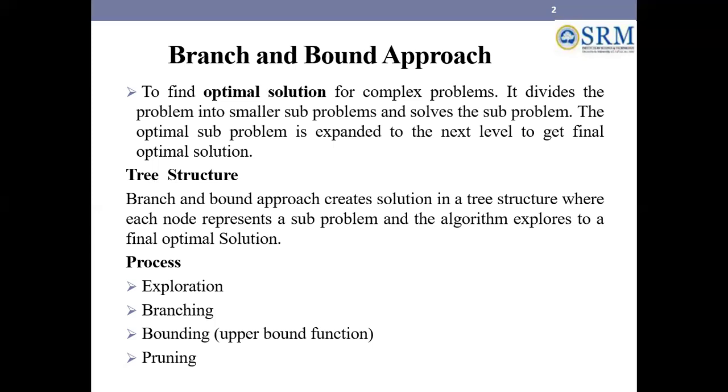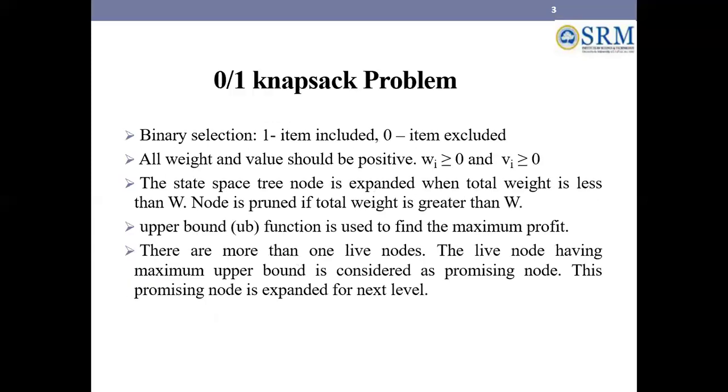So most valuable is a maximization problem, an optimization problem. So we are taking the upper bound value for bounding or pruning. Since it's a maximization problem, we take the subproblem that has maximum value, which is considered the best solution at a particular level. This is called the upper bound function. And what is the 0/1 knapsack problem? Binary selection. 1 means the item is selected, included in the knapsack. 0 means the item is excluded, not added to the knapsack.